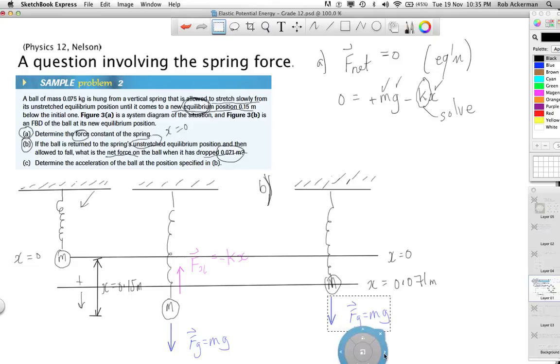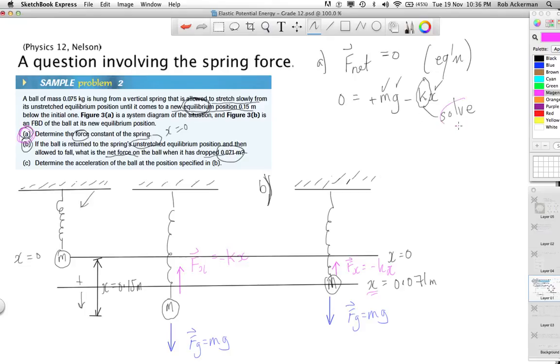So I'm going to just cut and paste and put that back there. That's the same. However, the Hooke's law force is now going to be a little bit less than it was in part A of the question. So I'm going to draw this a little bit shorter. Fx equals negative kx. Of course, you know what x is. You know what k is, because that's what you're supposed to solve for in part A.